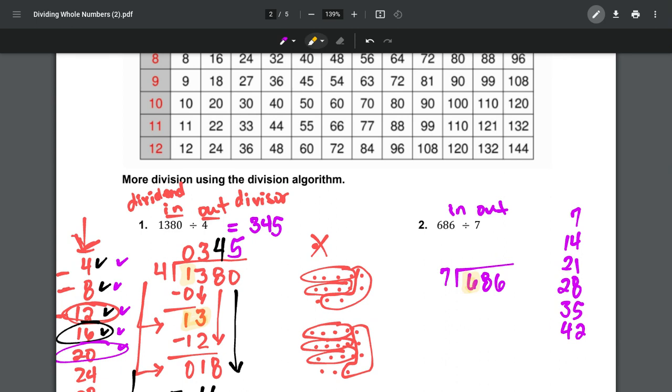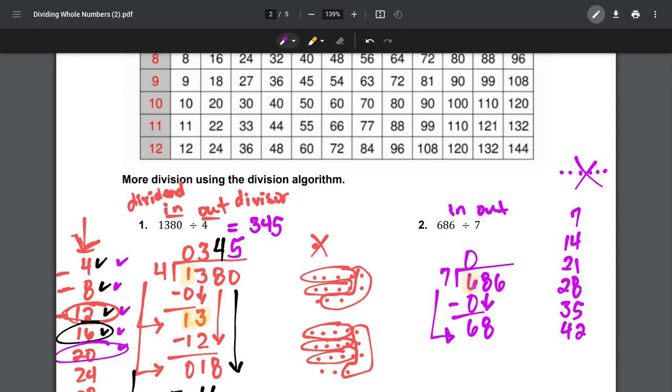How many groups of 7 can you get out of 6? We only have 1, 2, 3, 4, 5, 6. Can I make a group of 7? Nope. So I put a 0. And anytime you put a 0, you subtract 0. After you subtract, you bring down, and then you just kind of start over from there.